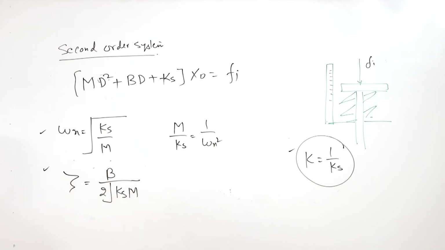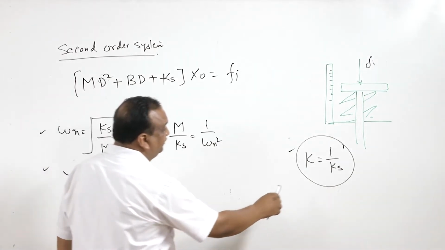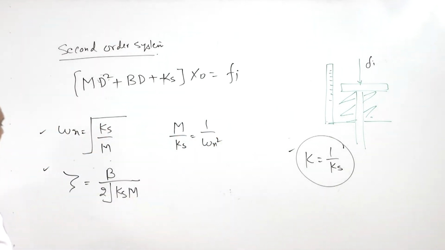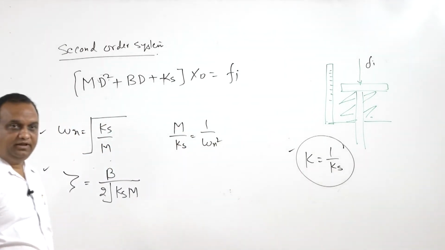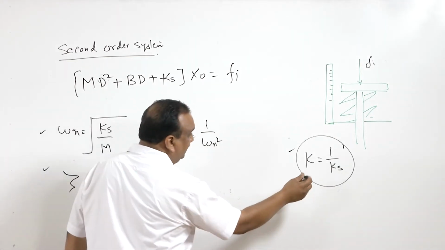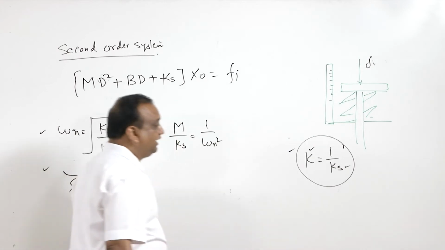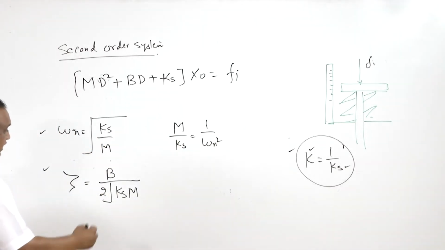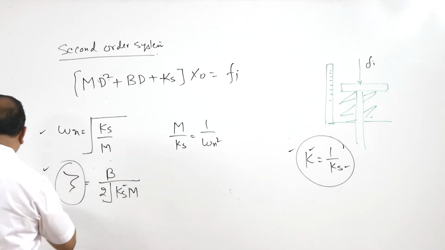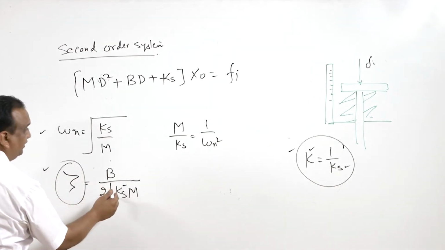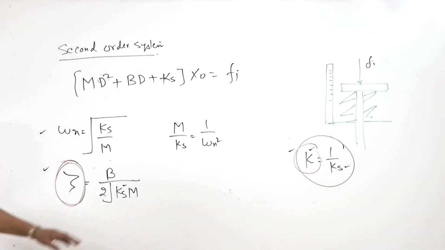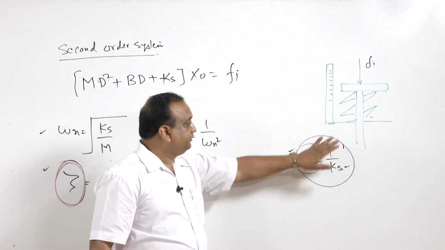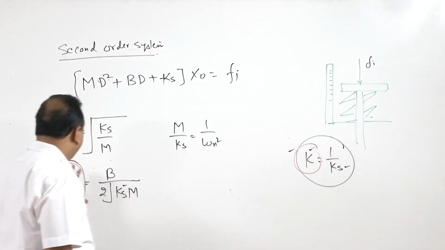Now, if we have high spring stiffness, sensitivity will be low. Here there is a very good observation: if this is high, K will be low and sensitivity will be low, and if this is high, the damping ratio will also be low. It means if we increase the stiffness of the spring, the sensitivity of the instrument will reduce, and the damping ratio will also reduce.